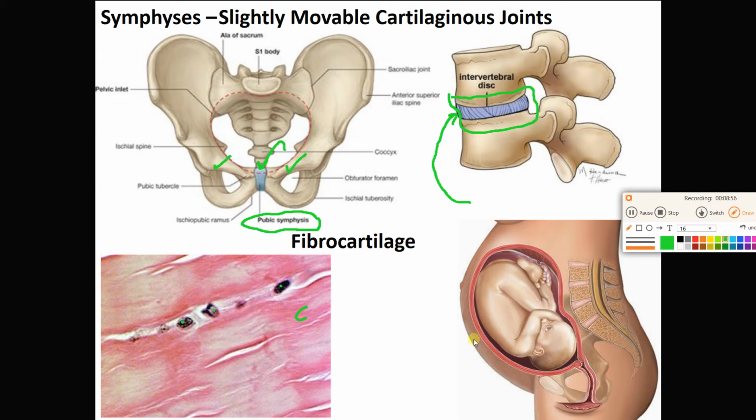Fantastic. Chondrocytes. Did I say chondroblast or chondrocyte? I meant chondrocyte. It's the last mistake I'm going to make on this video.